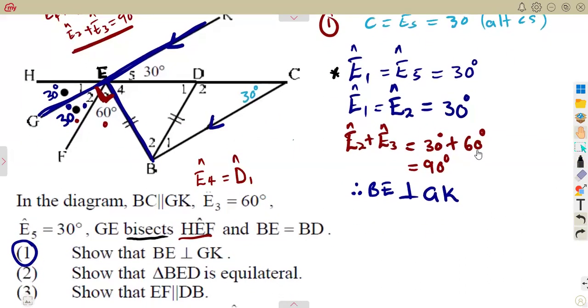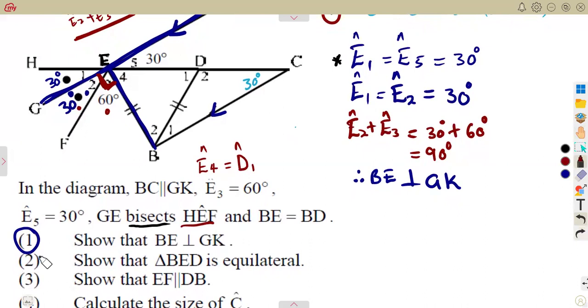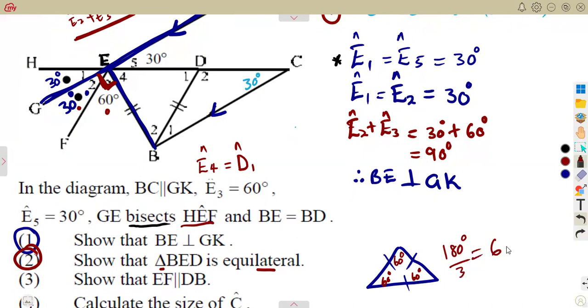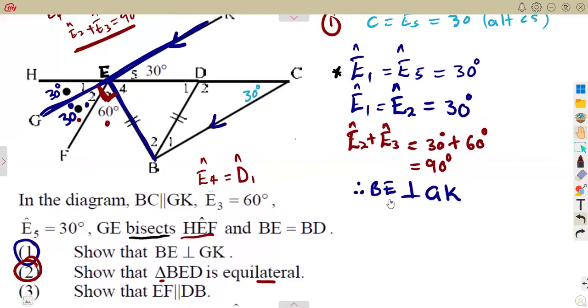So let's consider another part, number 2: show that triangle BED is equilateral. All right, and remember, in an equilateral triangle, all sides are equal, or you can use the interior angle being 60 degrees. Each angle in an equilateral triangle will be 180 degrees divided by 3, that will be 60 degrees. So each angle is 60, 60, 60.